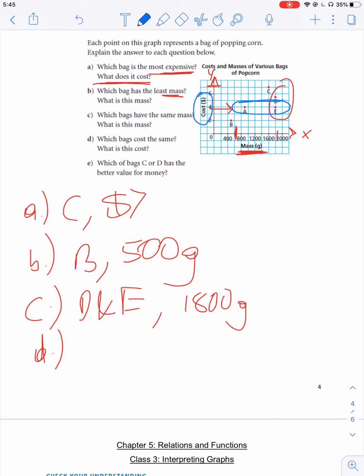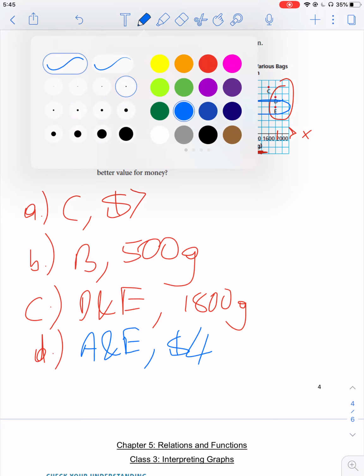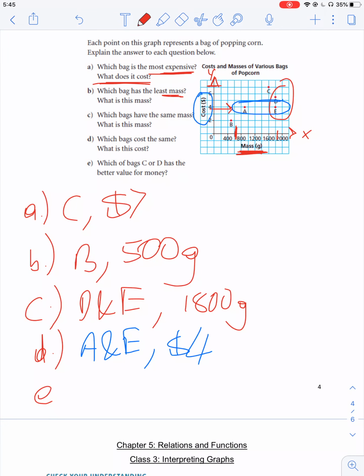So the question they're asking is which 2 points have the same y coordinate, and it's A and E. Okay, so A and E, and the cost is exactly $4. And then finally, question E, which of bags C or D has the better value for money? Okay, so which one would you purchase?